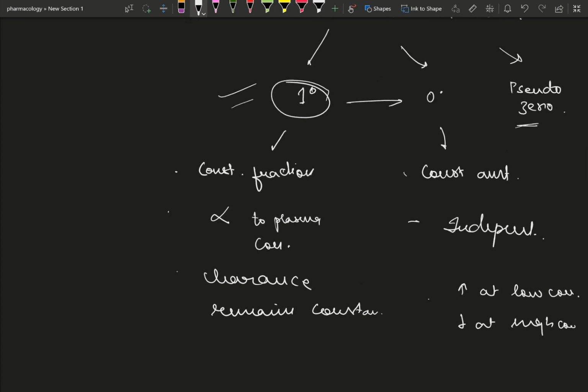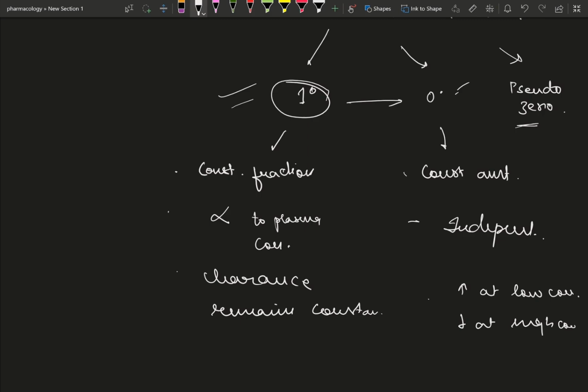Most of the drugs follow first order kinetics, whereas very few drugs follow zero order kinetics. An example can include alcohol. Any drug at high concentration may show zero order kinetics, must remember that. And drugs whose kinetics change from first to zero at therapeutic concentration are said to follow pseudo zero order kinetics. Hope you are clear with such terms.